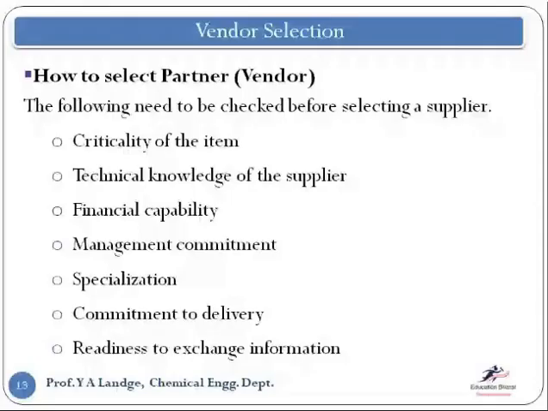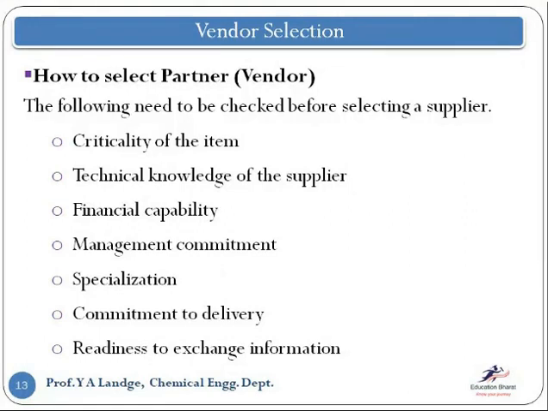So let's take this selection process. What process needs to be checked before selecting the supplier? How do we select a partner? Many times we are dependent on that supplier, that vendor, for quality. As we are talking about total quality management, here it is the quality of the raw material which is used for making the product.